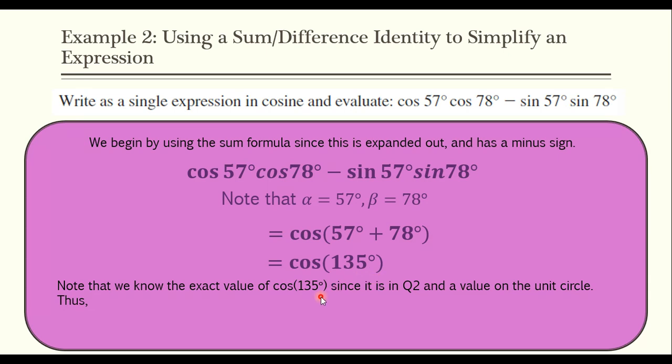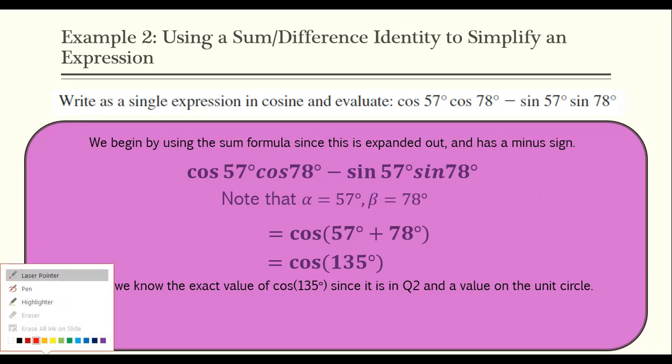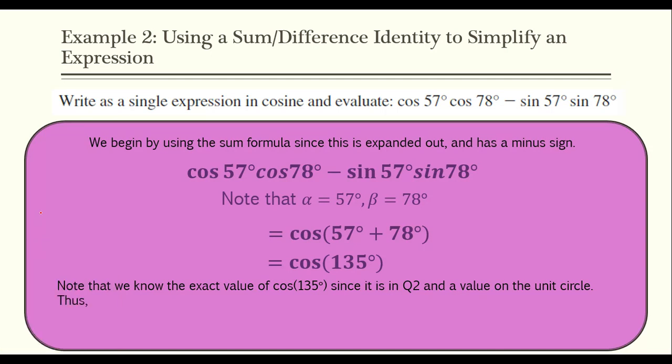And actually, we know this exact value because it's in quadrant 2 and it's a perfect value on the unit circle. Let me draw a really bad drawing. You ready? So that was actually a pretty solid line. It's in quadrant 2, it's actually right over here, and it's 90 degrees plus 45. This arc right here, that's 45 degrees. And so this angle measure here, this point right here in quadrant 2, is 90 plus 45. That's 135 degrees. We know that exact value.